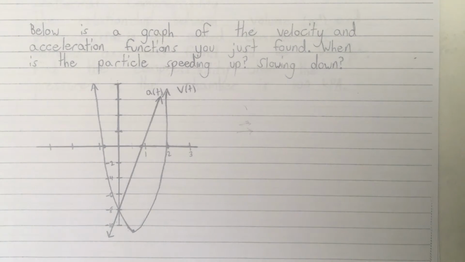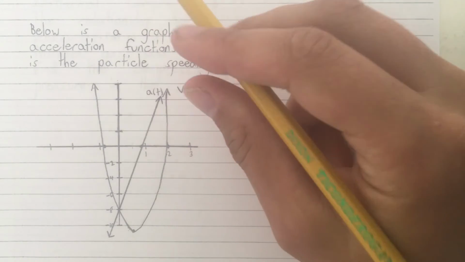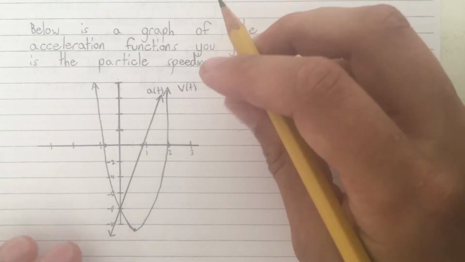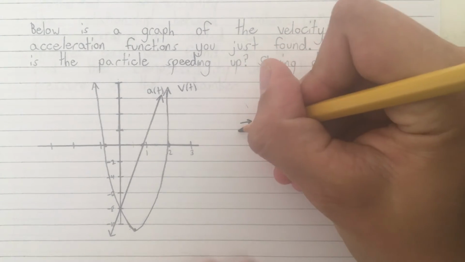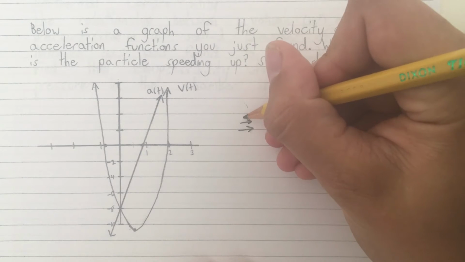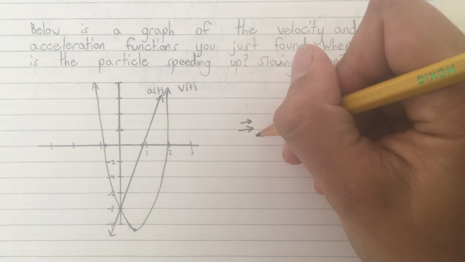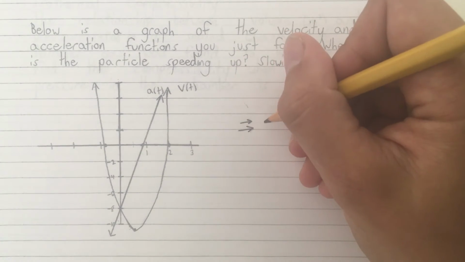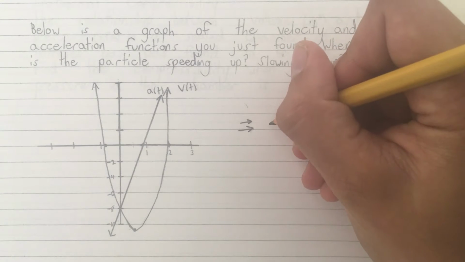And so here we have the graph of the velocity and acceleration functions that we just found earlier. We need to know when the particle is speeding up and when it's slowing down. So how do we know? If a particle is speeding up, the acceleration and velocity are working together, acting in the same direction. And that makes sense, right? If you have an object going in one direction, and something else providing acceleration, pushing it in that direction, it's going to go faster. So the signs have to be the same for it to be speeding up, either both positive or both negative, right?